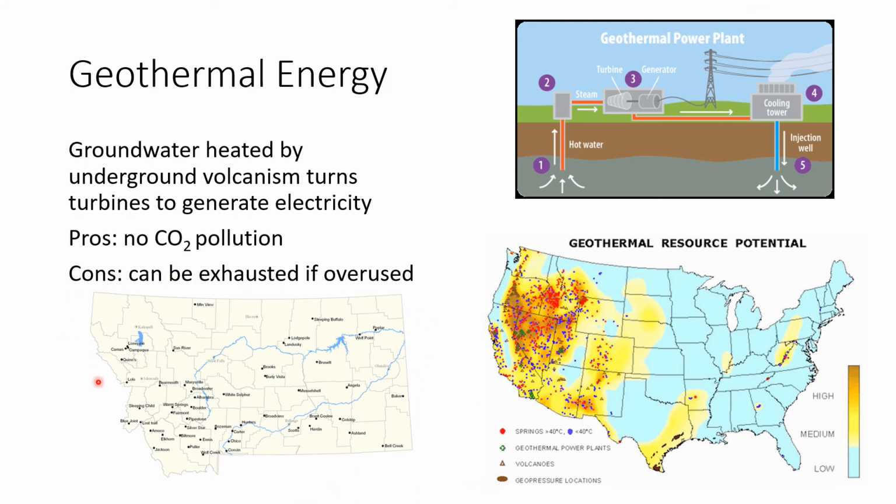Examples in Montana are pretty much anywhere where there's a hot spring. So like around here there's Broadwater, but then there's also Warm Springs, Boulder Hot Springs, White Sulphur Springs. Anywhere where there is a hot spring, there is potential for this geothermal energy.